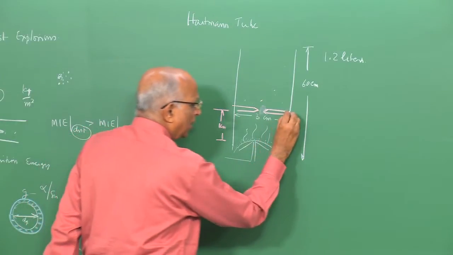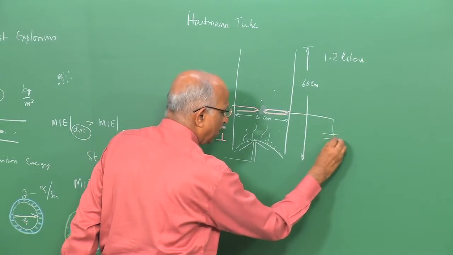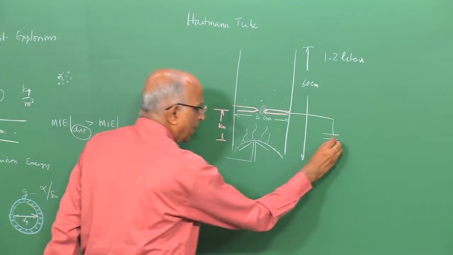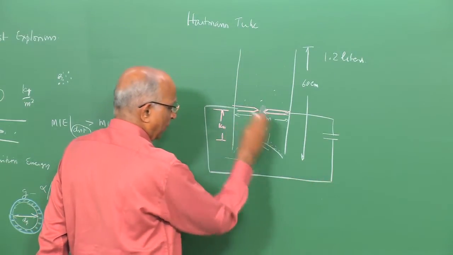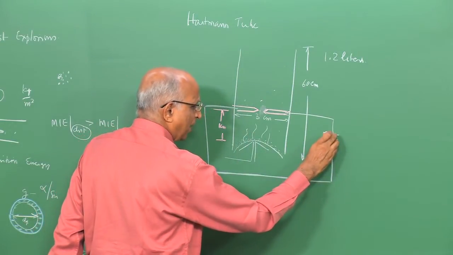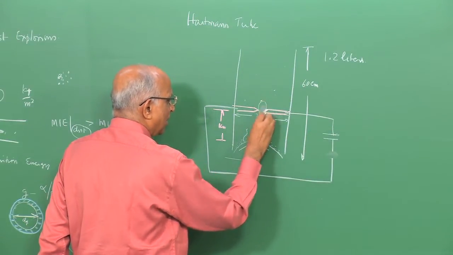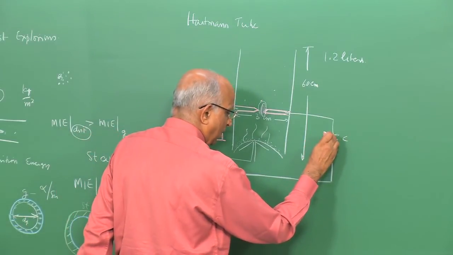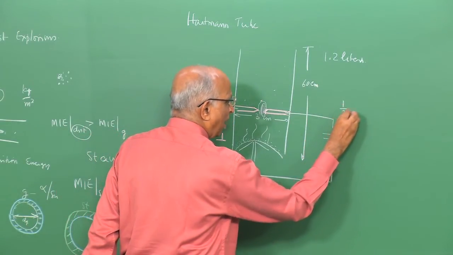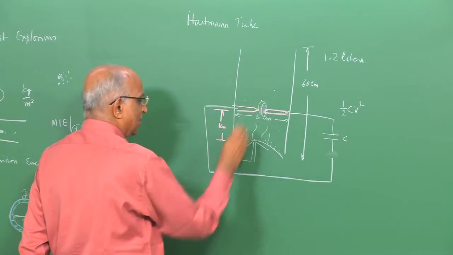How do you do that? You connect the electrodes to a capacitor which is charged to high voltage, and this capacitor discharges across these 2 electrodes. So I have a power supply which charges the capacitor to high voltage, and then you discharge it. The energy released by the capacitor charged to high voltage is half C V squared. Therefore, I know the energy released in this gap.